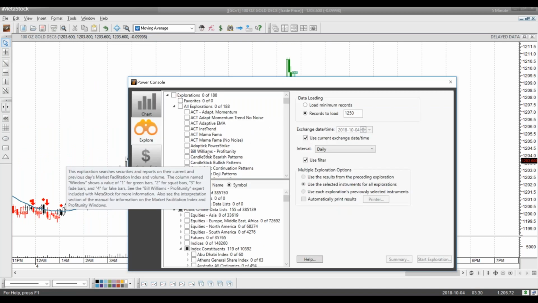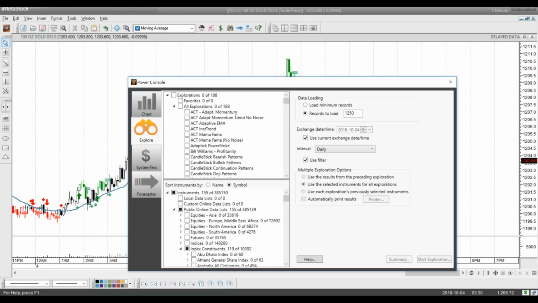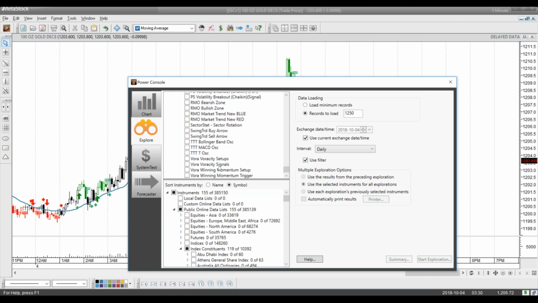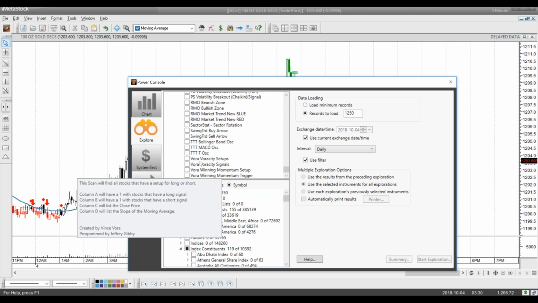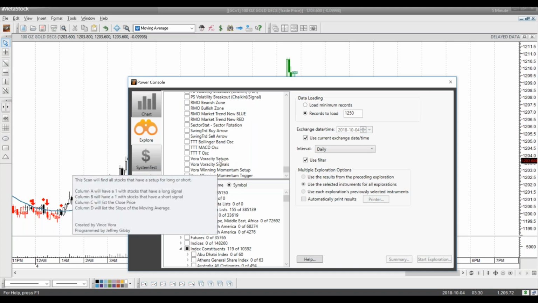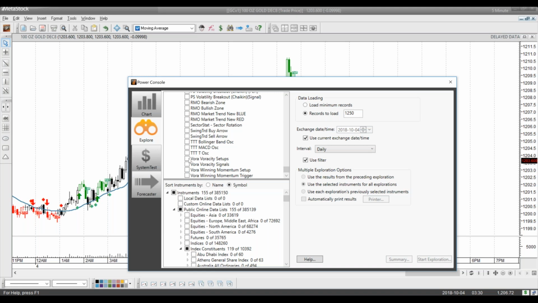So you can very quickly use this to help you identify trading opportunities. The top left box here is where you want to scroll down and go down to the Vora indicators, see the Voracity setups and Voracity signals. Now the setups are the little diamonds, right? We're looking for trades that are setting up. The signals are the ones that already have an arrow, the ones that have already triggered. You can search for either one. I'm going to leave it for the setups here.